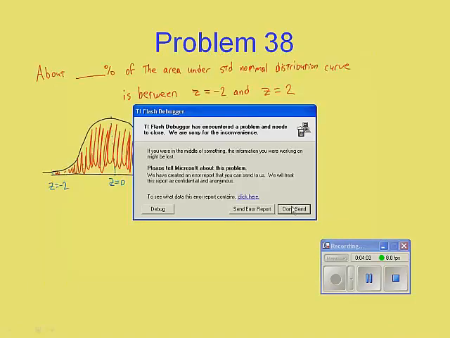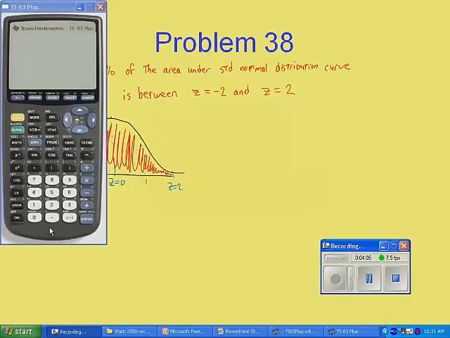There we go. You turn it on, you have a blank screen, right? What you want to do is find the command normal CDF. Normal cumulative density function is what it stands for. Where? Yeah, where?